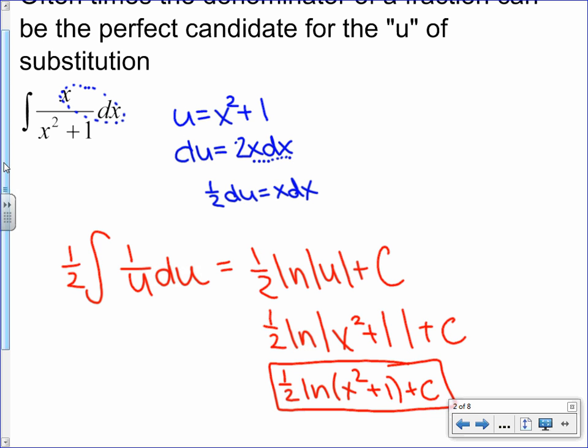you have a look on your face like you're not buying it. What are you confused about? Why does it have to be one less? Okay, well, if we let the denominator be our u, we have to take the derivative of that. And if we're using the power rule, then the derivative has a power one less. Yeah. Okay, and so that would need to be in our numerator somewhere.